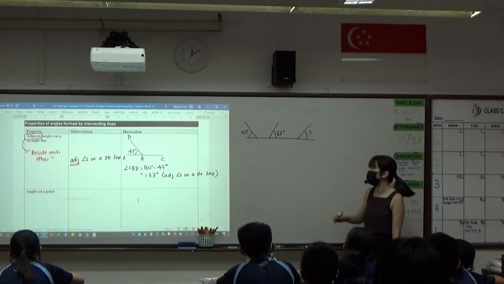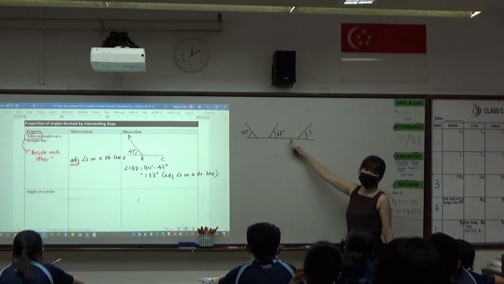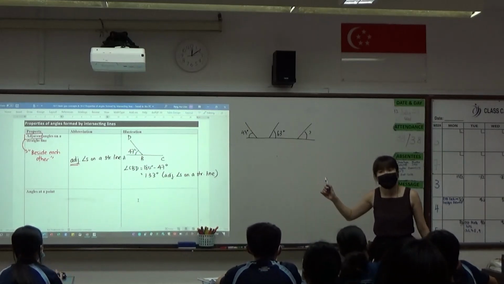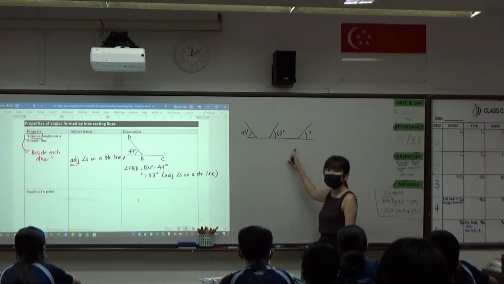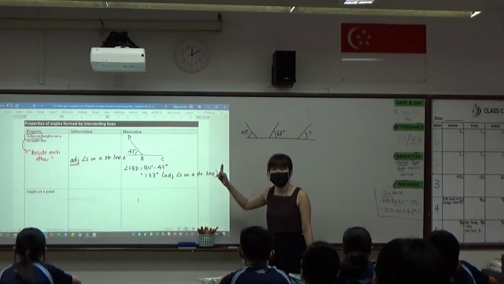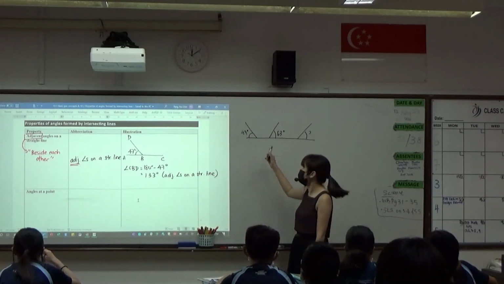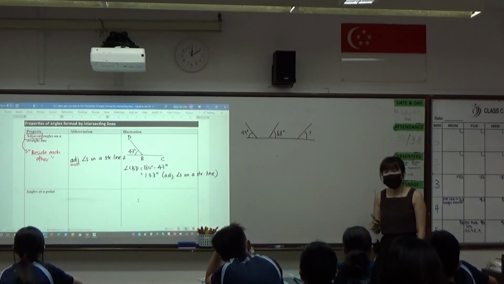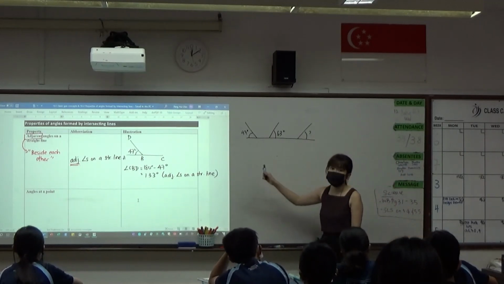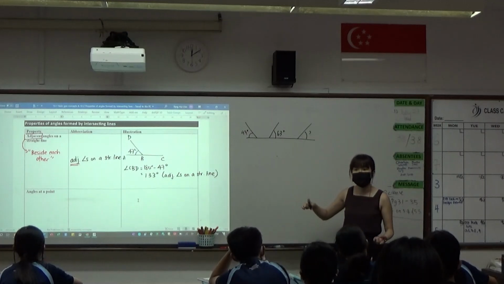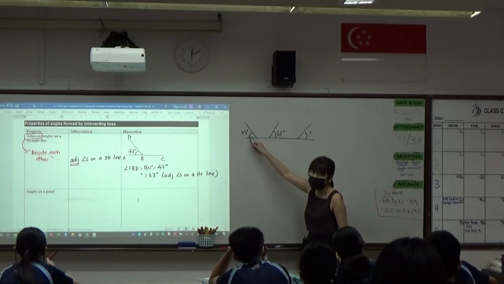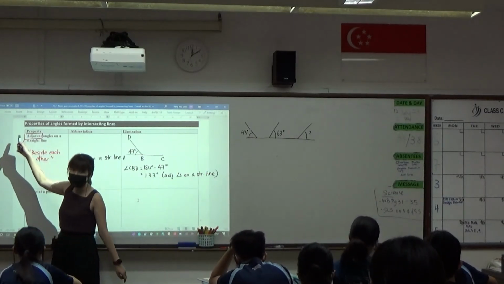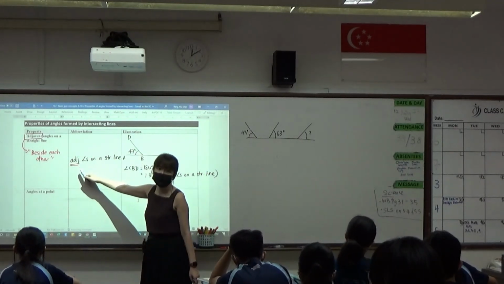Can I just say 180 minus 47 minus 63? No, right? Because they are all completely unrelated to each other. However, they are angles on a straight line. But these angles on the straight line, they don't add up to be 180 degrees. Angles on a straight line only add up to be 180 degrees if they are beside one another. So that's why the word adjacent is very important when we use it in our property.